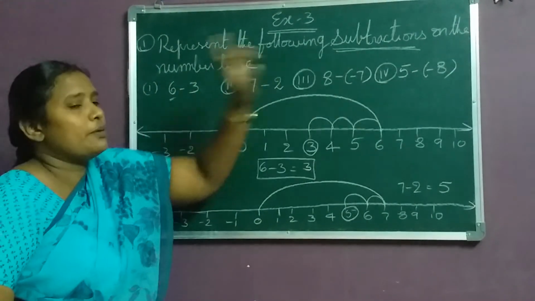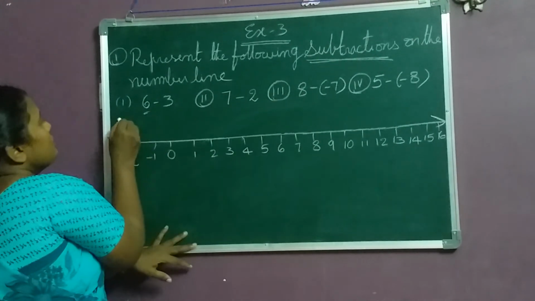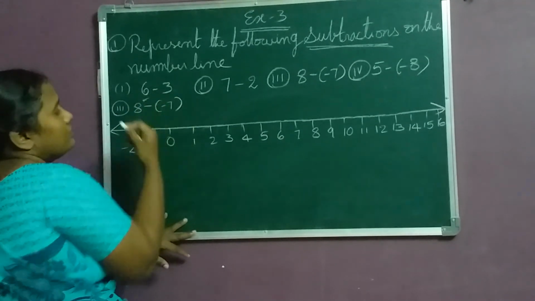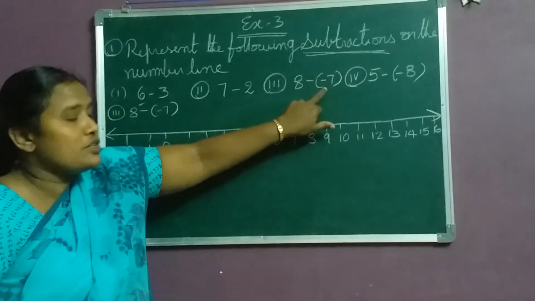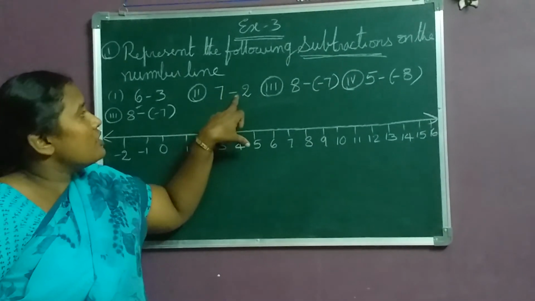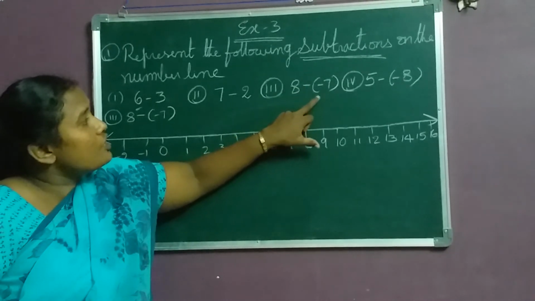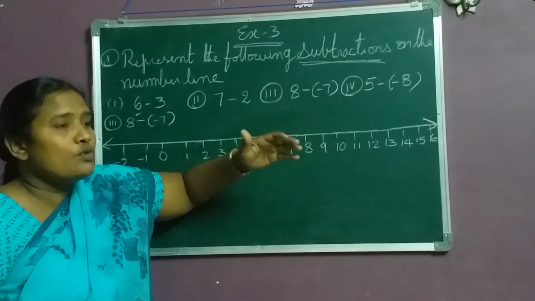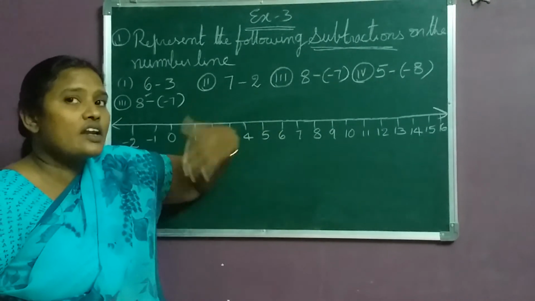Okay. Next, third problem. 8 minus minus 7. Subtraction of negative number on the number line. First, subtraction of positive number on the number line is complete. Now here, subtract negative number on the number line. When you subtract the negative number, we should move the rightward direction.